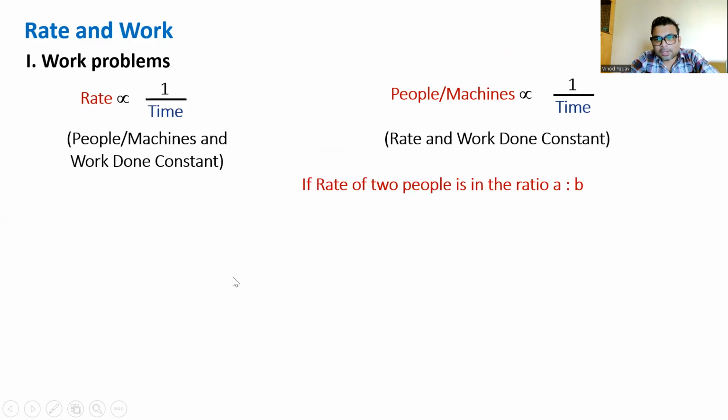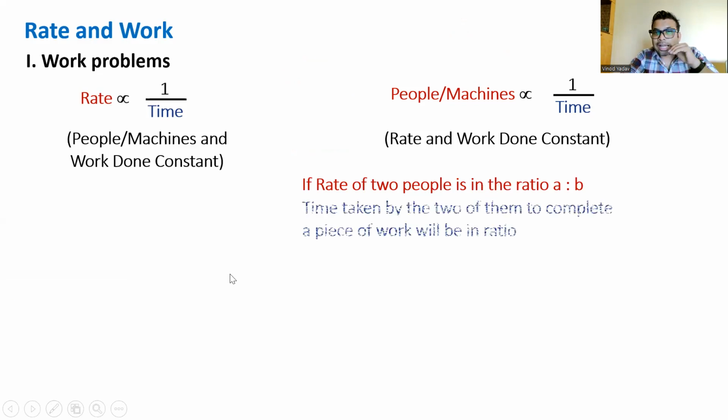If the rate of two people is in the ratio A is to B, so time taken will be what? In which ratio? If rate is in the ratio A is to B, rate and time are inversely related, right? So time taken ratio will be B is to A, inverse, so it will be reversed. You'll observe that the product is constant, A into B, or here B into A. So always if the product is constant, then it is inversely related, right? We have done this in ratio proportion variation: whenever the ratio is constant, directly proportional. Whenever the product is constant, inversely proportional. Superb.